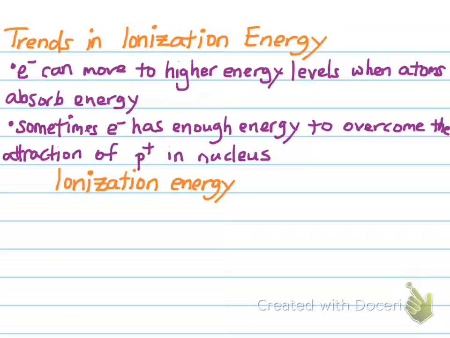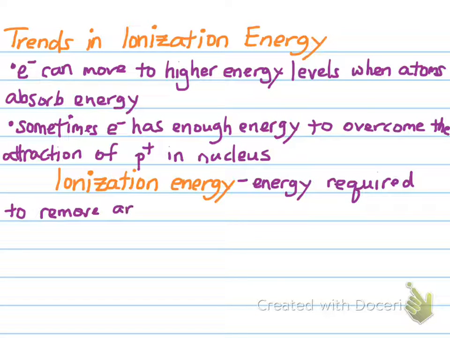So the definition of ionization energy is the energy required to remove an electron from an atom. So how much energy do we have to provide to that atom for an electron to have enough energy that it's going to break free of that pull from that nucleus and not be part of that atom any longer?